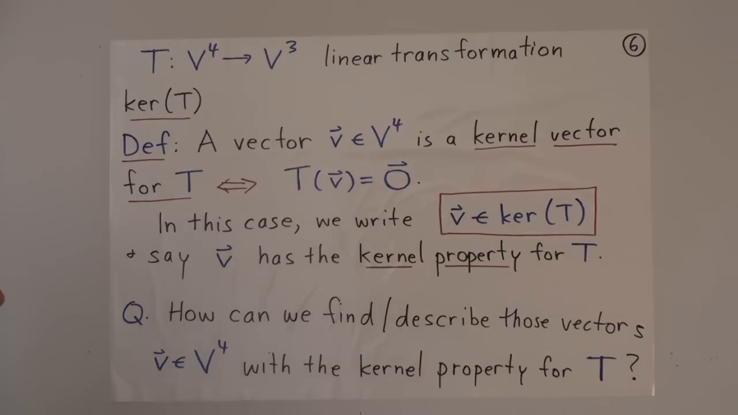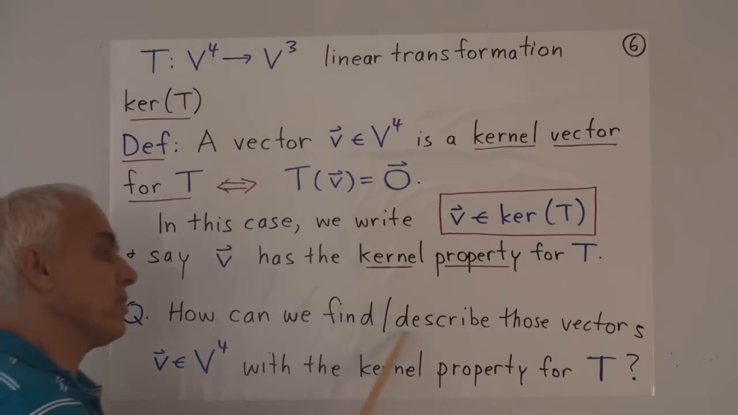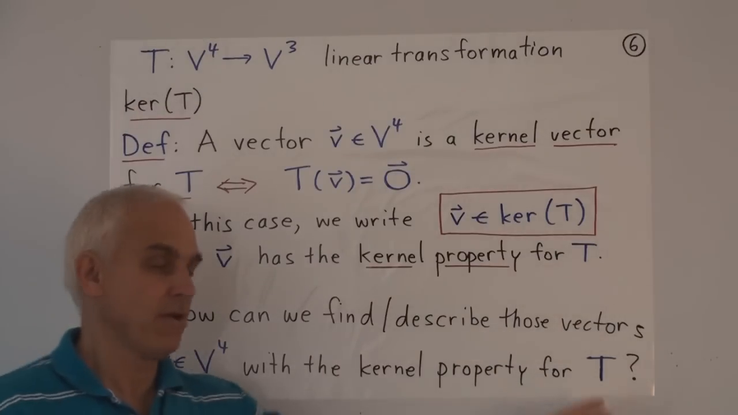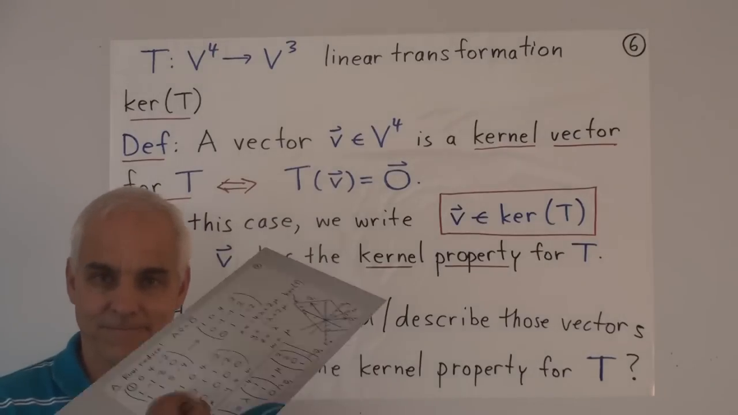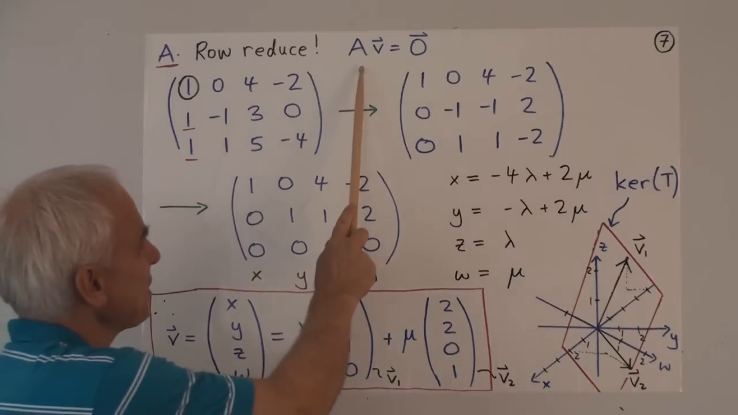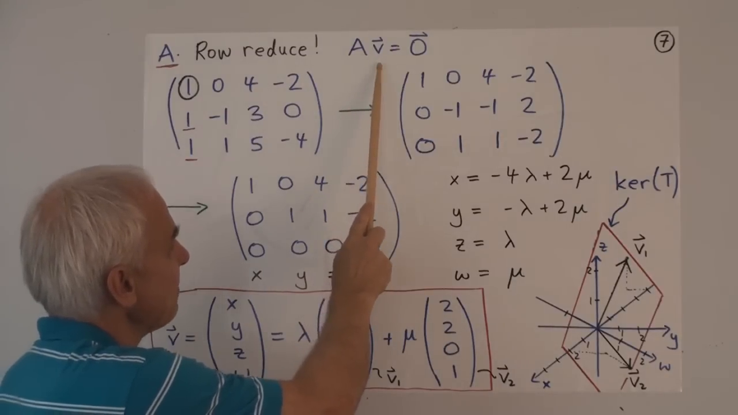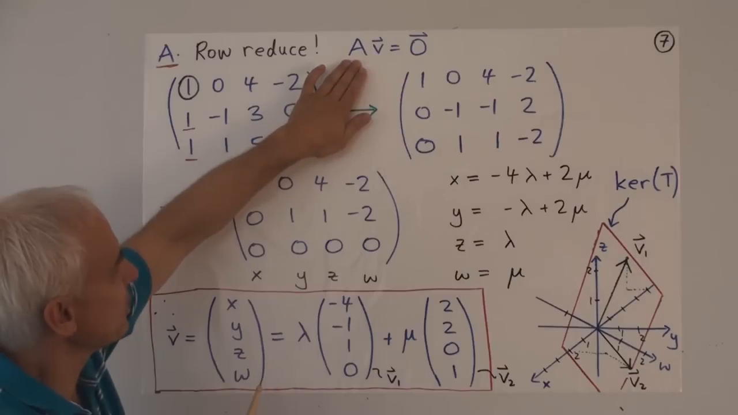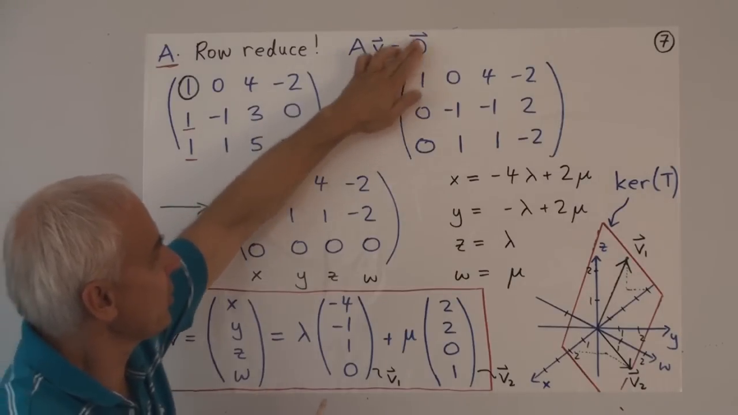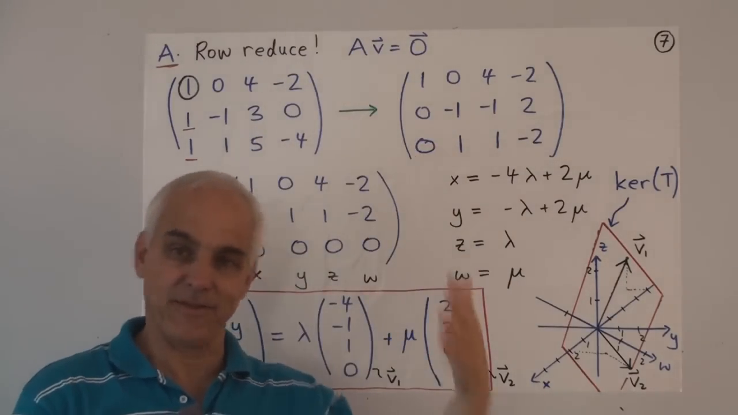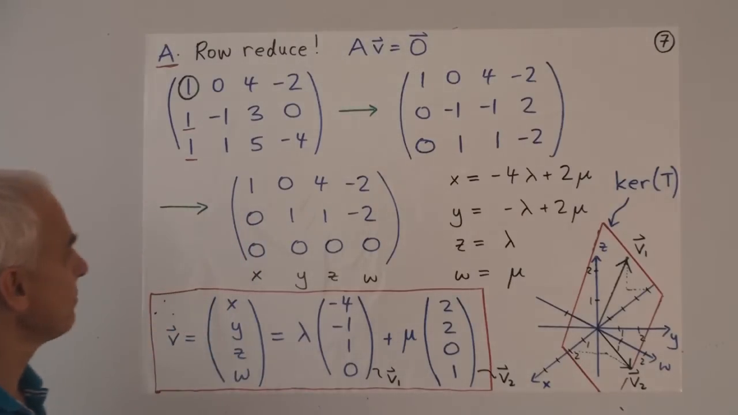All right, so a natural question is, okay, how can we find or describe all those vectors V in our initial space which have the kernel property for T? So the answer is we row reduce. We're really interested in the equation A times V equals 0. So we want to row reduce this matrix A. We can ignore the 0 on the right hand side. We don't have to put that into the augmented matrix because it's always going to stay 0.